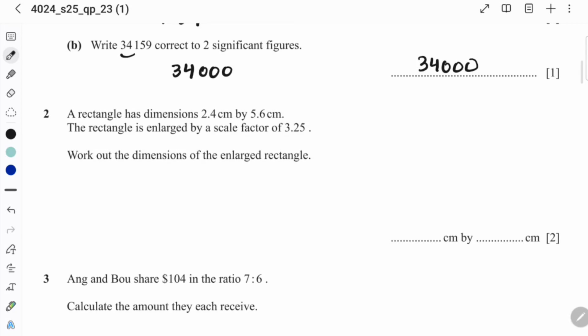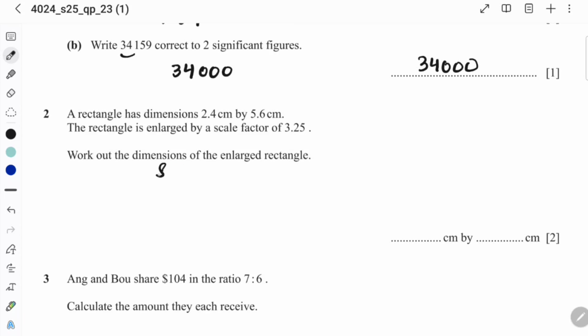Alright, question 2. The rectangle has dimensions 2.4 centimeters by 5.6 centimeters. It means its length and width are 2.4 and 5.6. The rectangle is enlarged by a scale factor of 3.25. Like 1 centimeter becomes 3.25 centimeters. Write down the dimensions of the enlarged diagram.